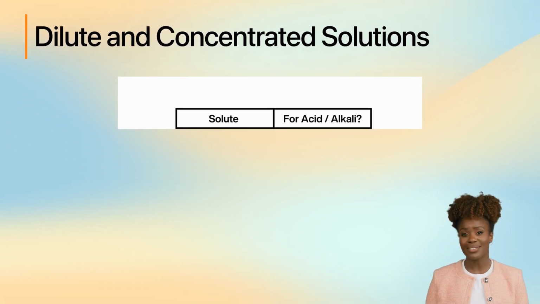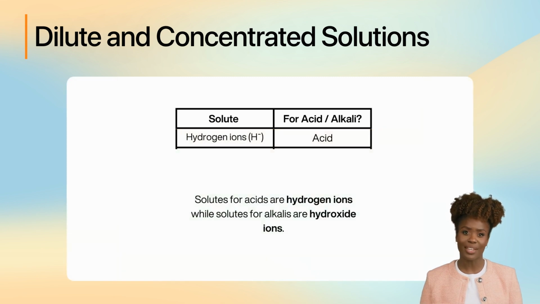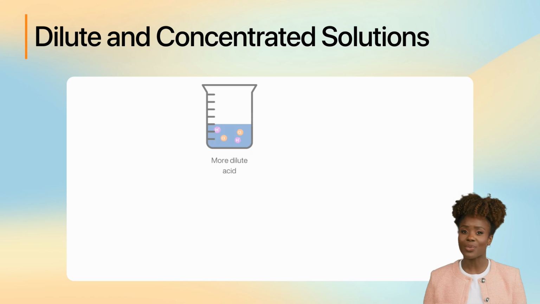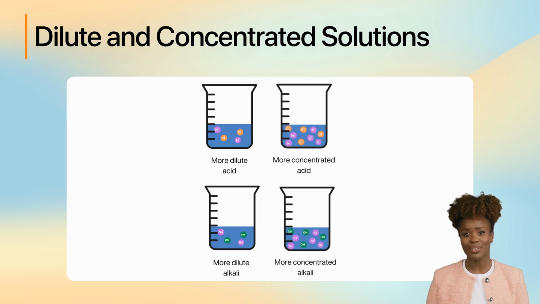When we talk about acids and alkalis, the solutes are hydrogen ions, H+, for acids and hydroxide ions, OH-, for alkalis. In a dilute acid, there are fewer H+ ions dissolved in a given volume of water. Similarly, in a dilute alkali, there are fewer OH- ions. In concentrated solutions, there are more of these ions per unit volume.